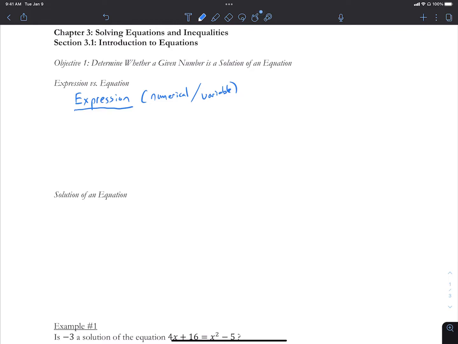So an expression is a mathematical statement with a combination of numbers, variables, and operations.